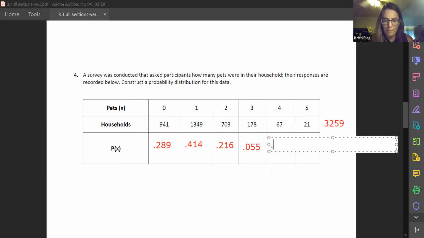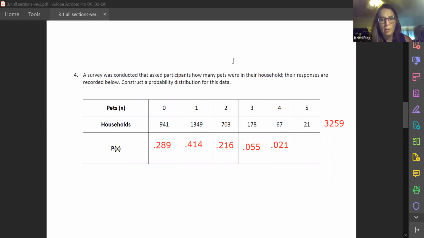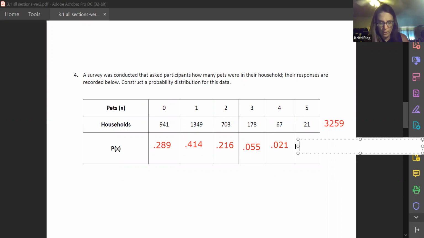0.0 again. 21. It says 0.02055. So I'm going to round it up to 0.021. Last but not least, 21 divided by 3259. Very tiny, 0.006. I'm not rounding up because after the 6 was a 4. All right, those are all the answers.